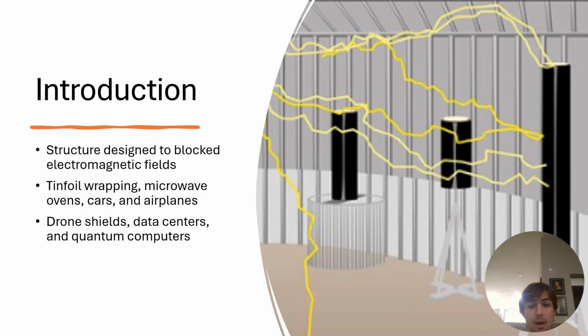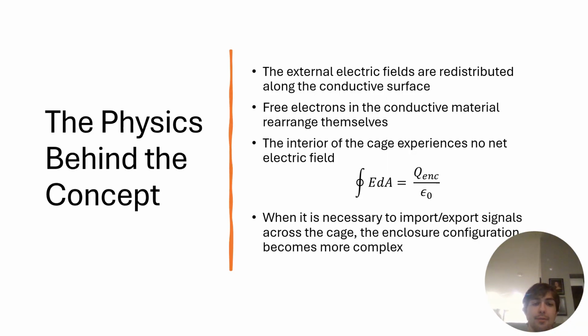Some more complicated devices that are being innovated include drone shields, data centers, and quantum computers. The physics behind the concept.